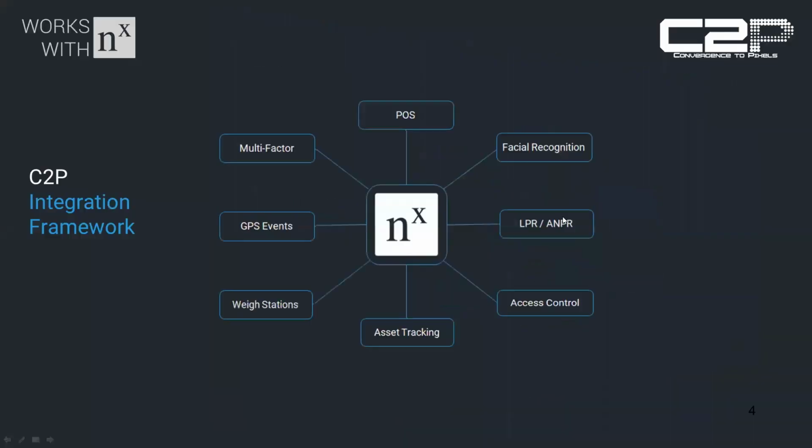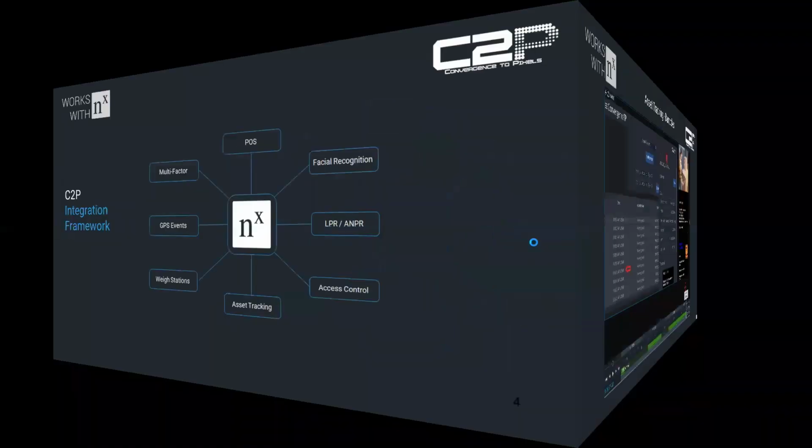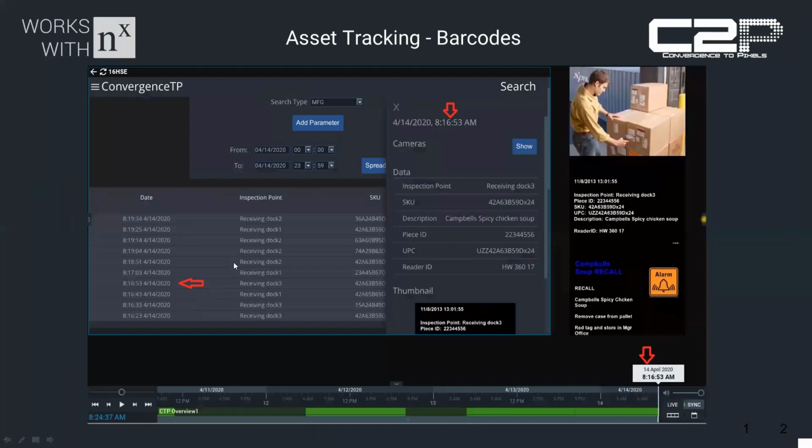Let's see, we did the access control tracking. So barcode tracking, exactly the same way. In this case, we're looking for recalls of a particular item. We have a list of recalls. We click on any one of these, you hit show, it brings you right to that event. You can play the video forward, backwards, do your export, whatever you need to do. It's exactly the same look and feel.